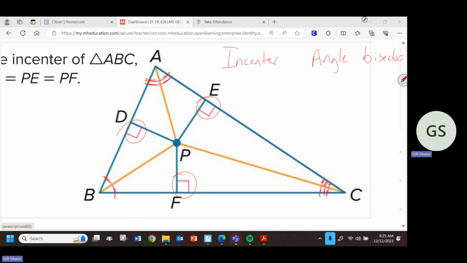The next piece, today's piece, is that this point of concurrency, the incenter, is the same distance from every side. The circumcenter was the same distance from every vertex. The incenter is the same distance from every side. That's why we have right angles. Remember, we measure distance to a side or to another line at a right angle. So it is the same distance to every side.